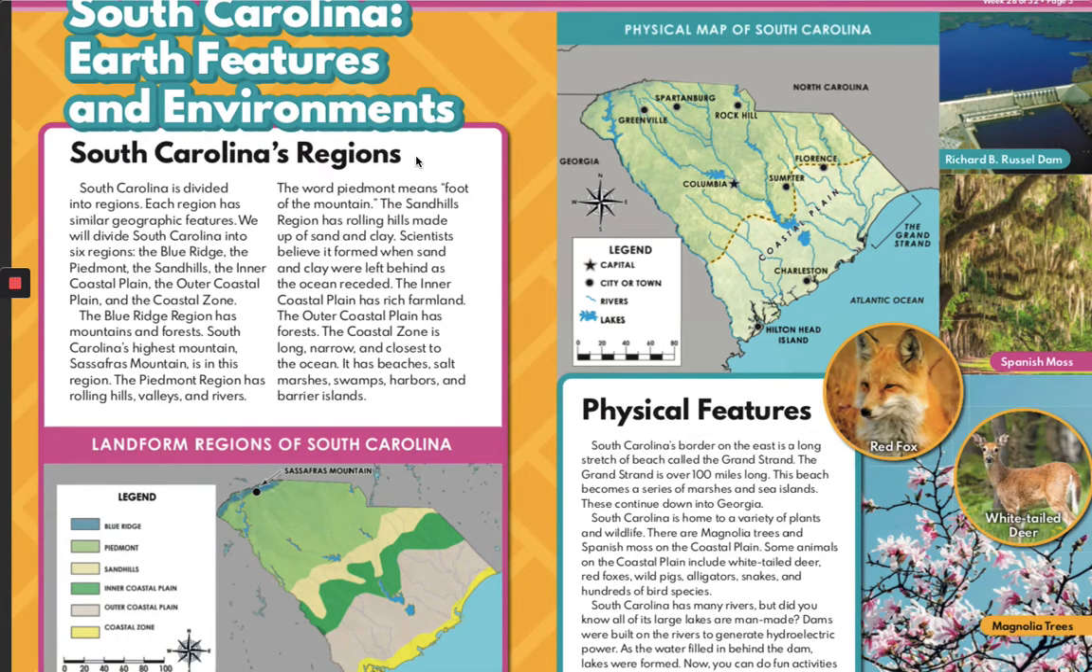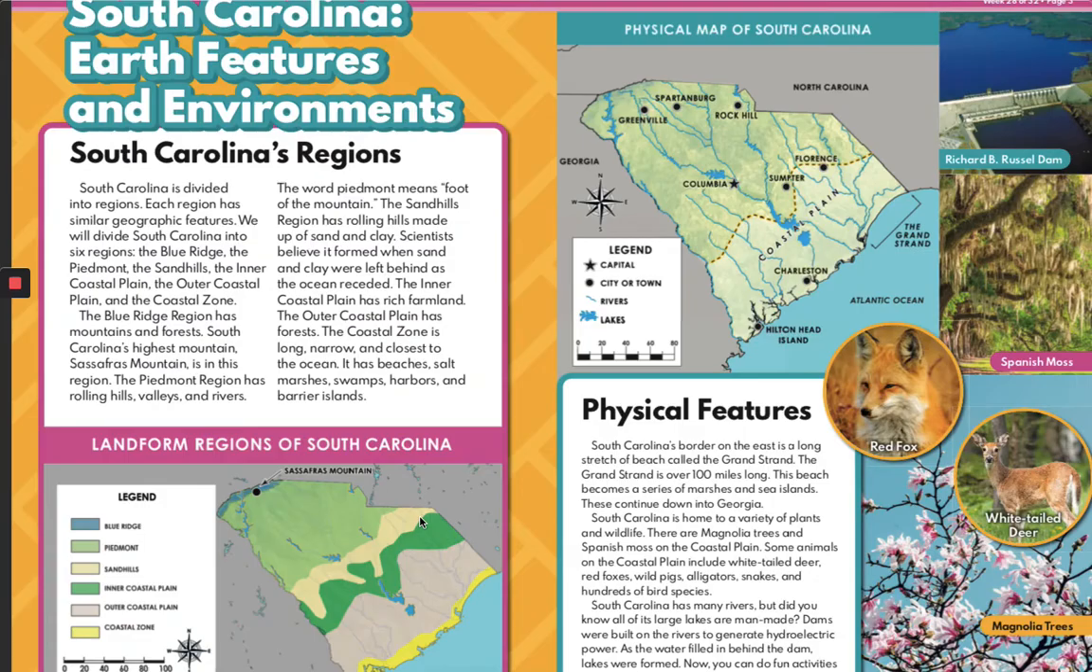Scientists believe it formed when sand and clay were left behind as the ocean receded. So a long time ago, here's our state, this light yellow is our Sandhills. A long time ago, all of this part of the state was underwater. So as the ocean went away, our region got left with a ton of sand from the ocean. So that's why we are called the Sandhills.